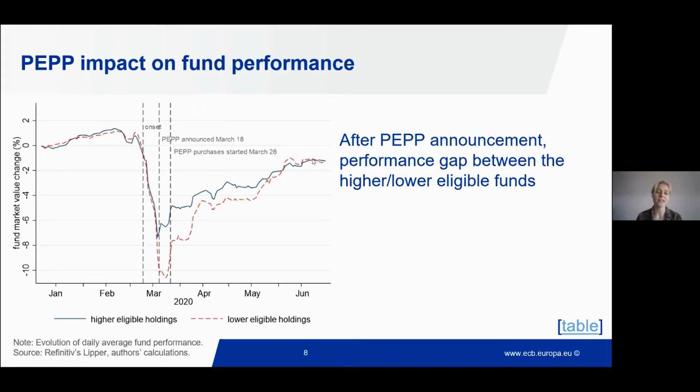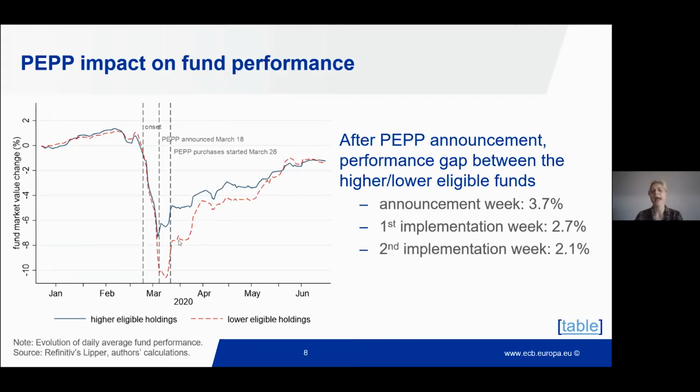So what we find is that after PEP announcement, this performance gap between higher and lower eligible funds was 3.7% in the announcement week. So this is this gap here. In the first implementation week of the PEP, the performance gap is still statistically significant at 2.7%, with the funds that have high eligible holdings performing better. And in the second implementation week, it's still a 2.1% performance gap. Afterwards, the gap becomes insignificant. Now, it seems that PEP improved performance of funds that have higher PEP eligible holdings.